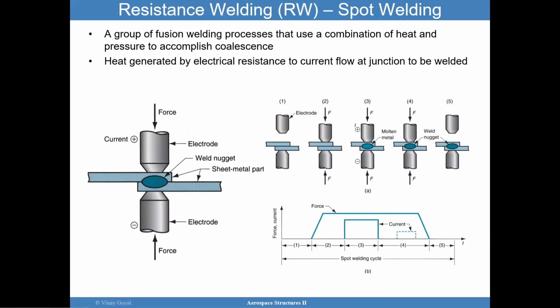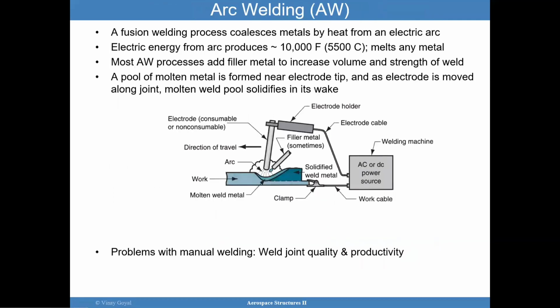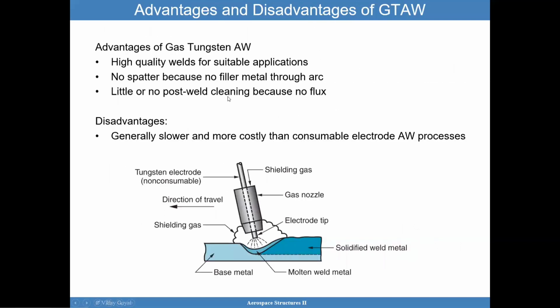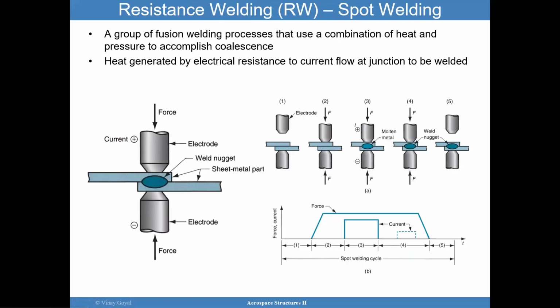We also have resistance spot welding. Again, what we're discussing here falls under fusion welding. I covered arc welding, and now I'll be talking about resistance spot welding. It's a group of fusion welding processes that use heat and pressure. You apply a force here, you apply a force here, and this is your electrode, and then you have the sheet metal parts to be joined.